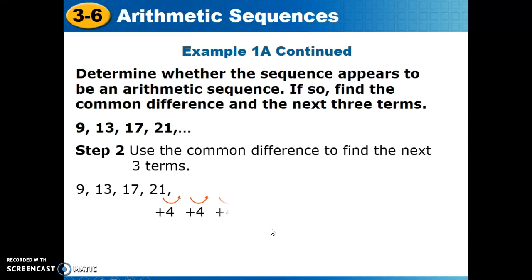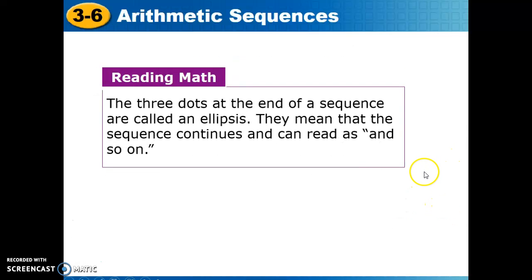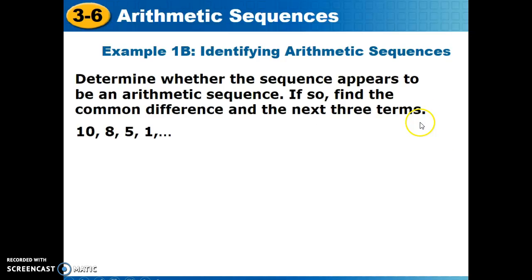21 plus 4. 25 plus 4. 29 plus 4. Gives us the next 3 terms. We just successively added 4. Here's the formula. Take the 4th term, add the common difference to find the fifth term. To find the sixth term, take the fifth term and add the common difference. Seems pretty easy. The three dots at the end of a sequence are called an ellipsis. They mean that the sequence continues and can read as, and so on, and so on.